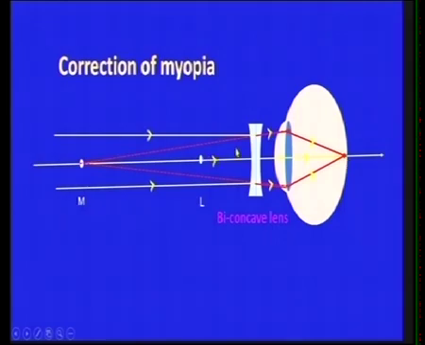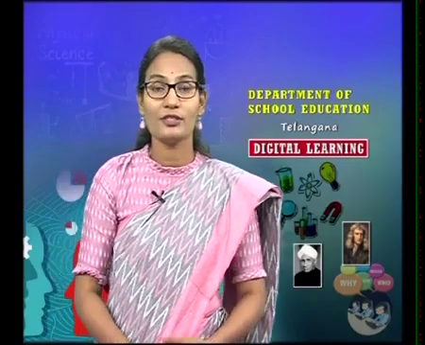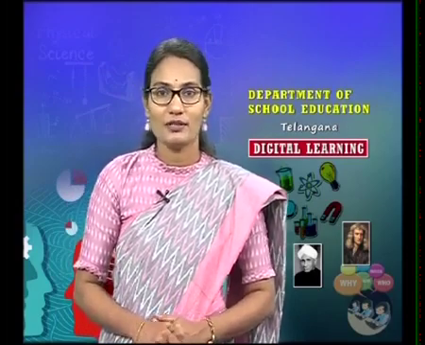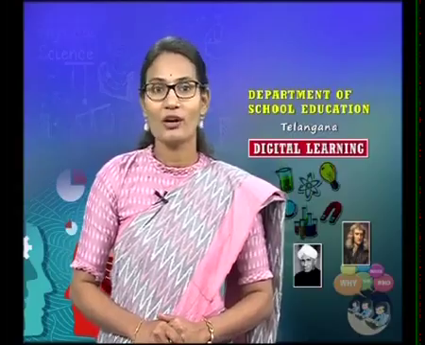Observe, children, once again: when the light rays coming from the longer distance are incident on the concave lens, it forms the image at the far point. We have to choose the lens like that. This virtual image formed by the concave lens behaves as an object for our eye lens, and it can form the image on the retina. So this is the way to correct myopia. How to choose the concave lens? With what focal length of concave lens do we have to use? So let us calculate the focal length of the concave lens.